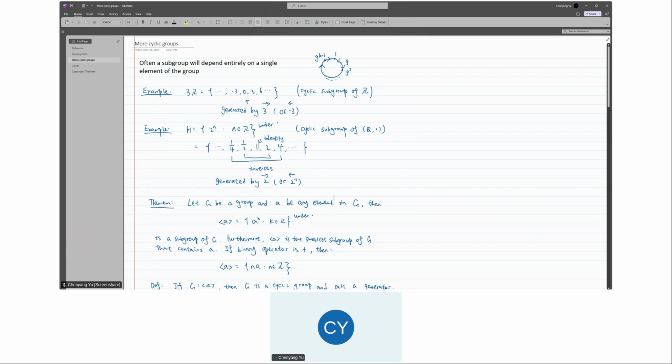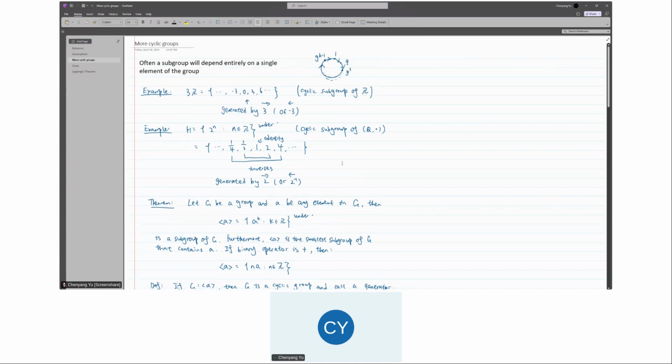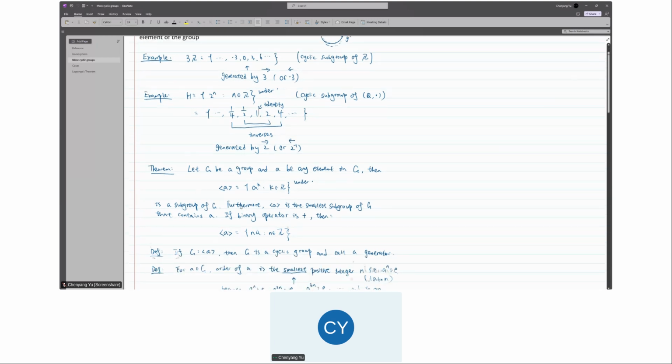So this set is a cyclic subgroup of the rational numbers under multiplication. We cover two examples of cyclic subgroup.